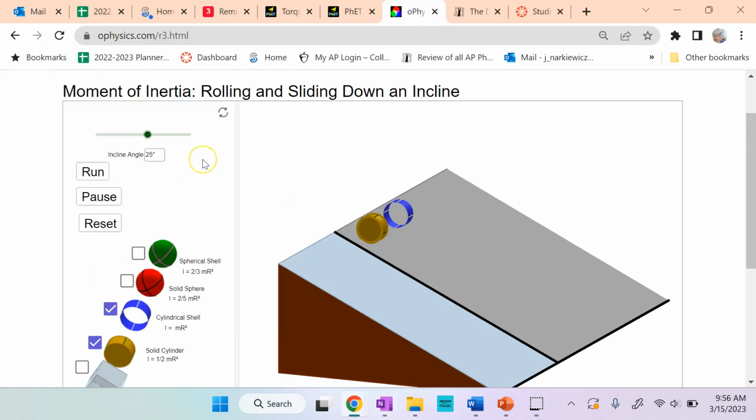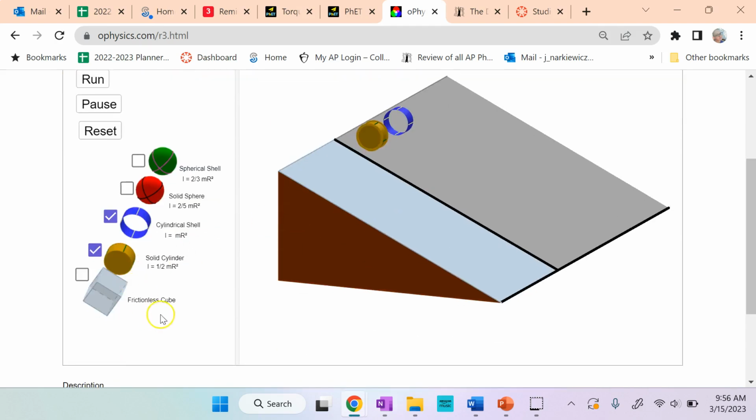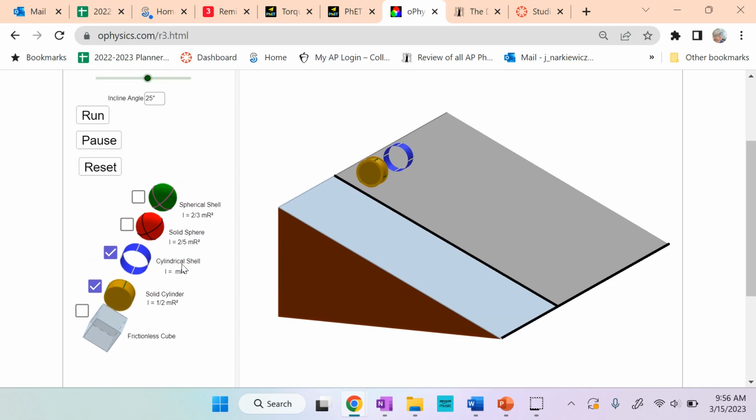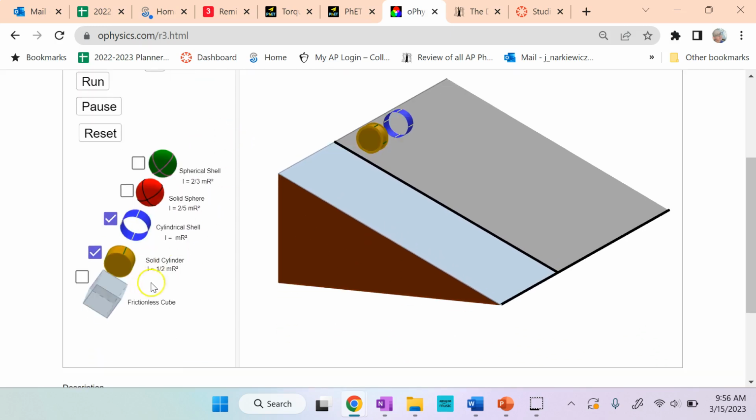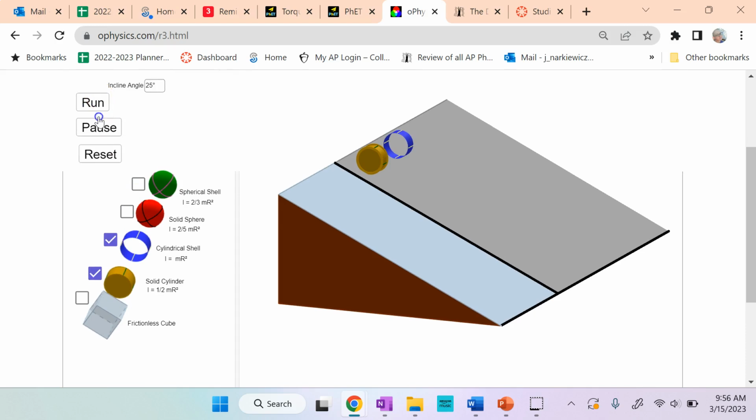So I have this simulation from O Physics, which is a great place to go. We could have shown a frictionless cube if I wanted, and some solid spheres and spherical shells. These I values are from somebody who went through and did the calculus of all the sums of all the masses at all the infinite radiuses. These are the values I'm going to give you on your reference table. But for now, we're just going to look at the solid cylinder and spherical shell. So have your prediction, which one gets to the bottom first. And I'm going to hit run.